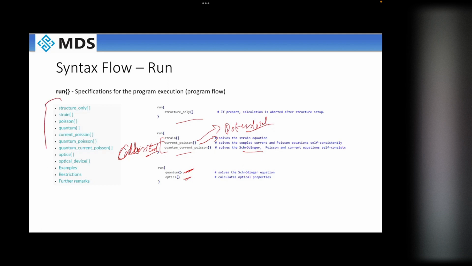So these are the statements which you can execute. Structure, strain, Poisson, current Poisson: to see the IV characteristic, you can use the current Poisson equation, right? If you want to solve the quantum along with the IV characteristics, then the quantum current Poisson. If you just want to see the quantum potential, then the quantum Poisson. Optical device is for the optical part. This kind of thing you can use. Understood?